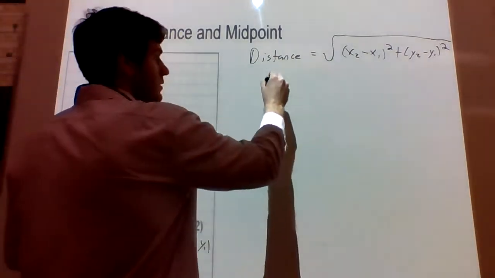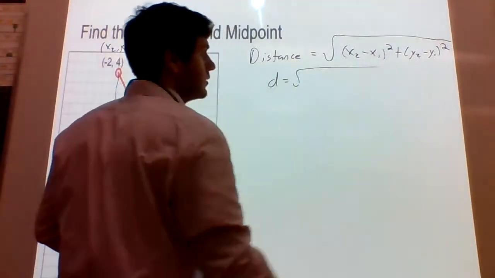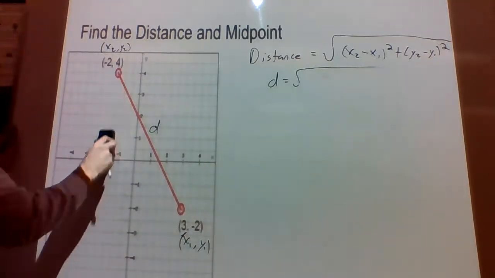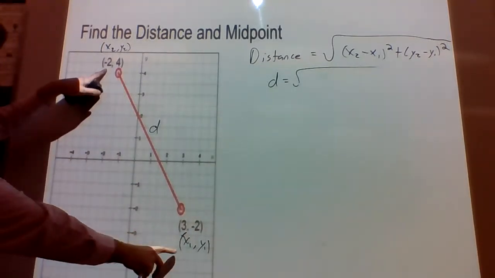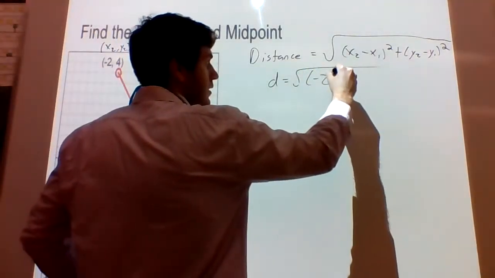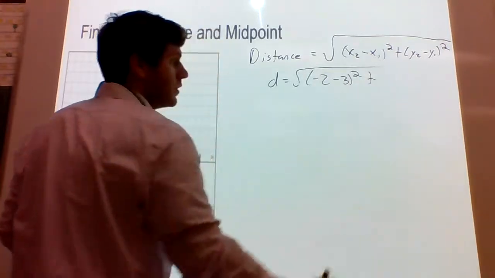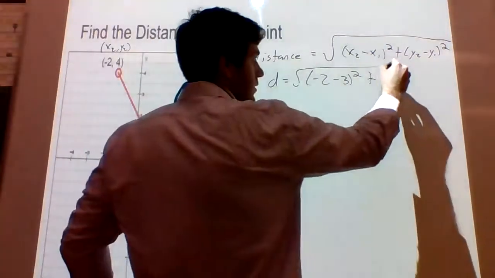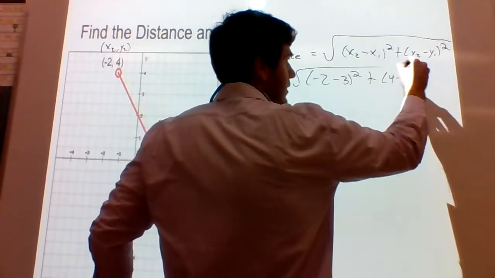All right, so our distance is going to equal the square root. We want to pick our two x values. Our two x values are -2 and 3. So we have -2 minus 3 squared. Then our two y values are 4 and -2. So we have 4 minus -2.